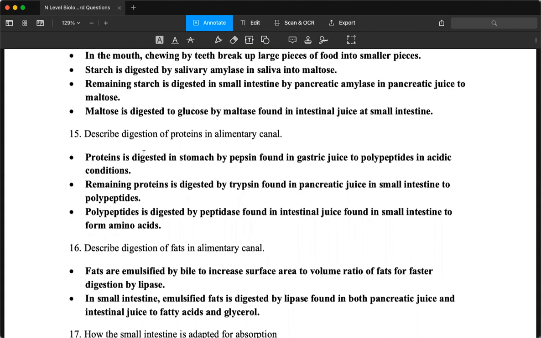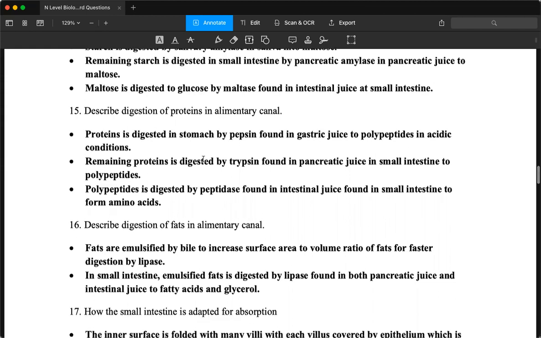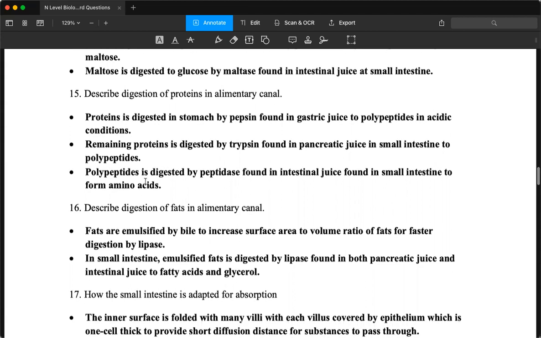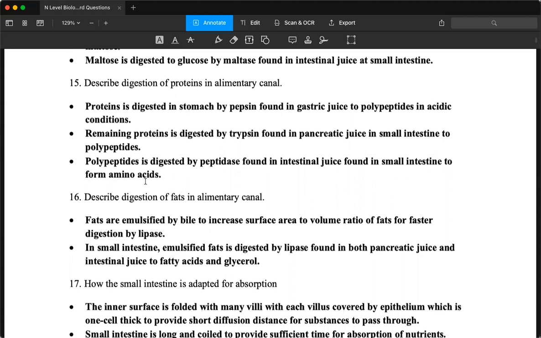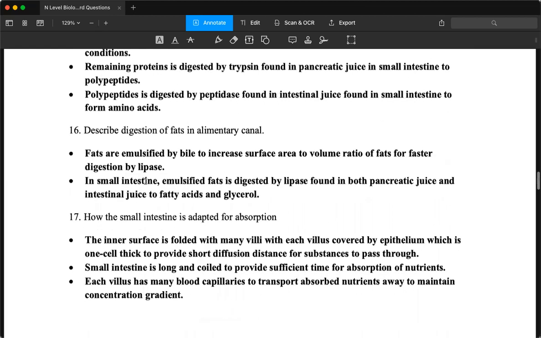Describe digestion of proteins in the alimentary canal. Protein is digested in the stomach by pepsin found in gastric juice to form polypeptide under acidic conditions. Remaining protein will be digested by trypsin found in pancreatic juice in small intestine to form polypeptide. And the polypeptide will be digested by the peptidase found in intestinal juice found in small intestine to form amino acids.